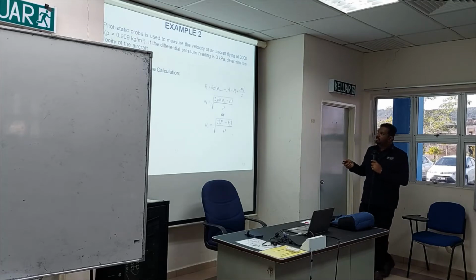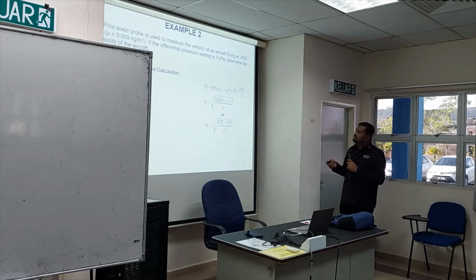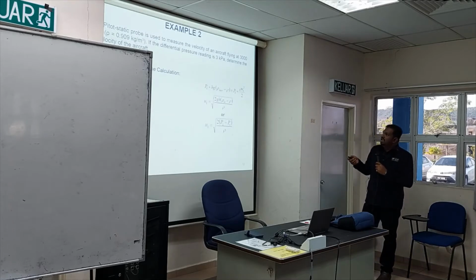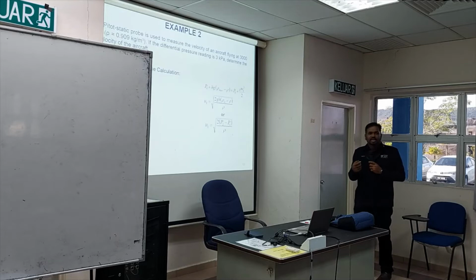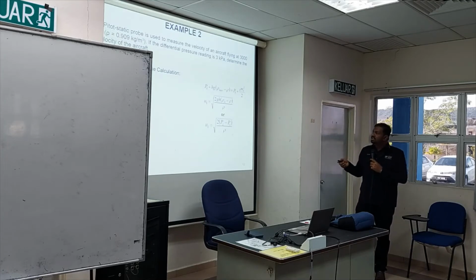So macam dalam question ni, a pitot-static probe is used to measure the velocity of aircraft flying at 3000 meter. Okay, ketinggian adalah 3000. Okay, and density is 0.909 kg per meter cube. If the differential pressure, selalunya soalan-soalan ni dia akan bagi differential pressure, so that you no need to find one by one. Dia akan bagi terus. If it say differential pressure, maksudnya P2 minus P1. Okay, so reading is 3 kilopascal. So differential pressure P2 minus P1 is 3000 kilopascal. Okay, determine the velocity of the aircraft.